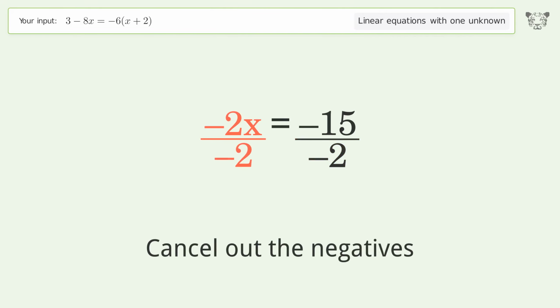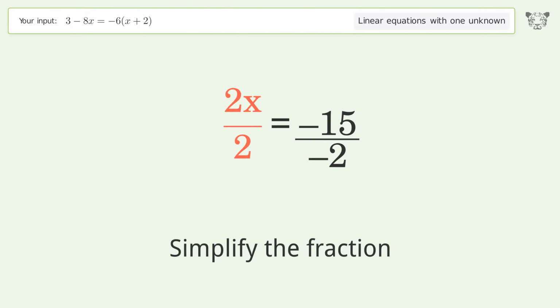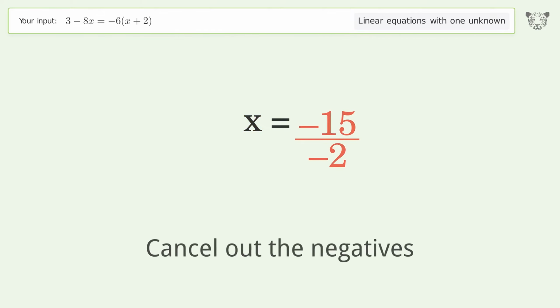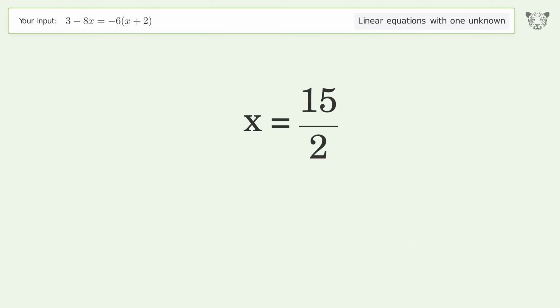Cancel out the negatives. Simplify the fraction. Cancel out the negatives. And so the final result is x equals 15/2.